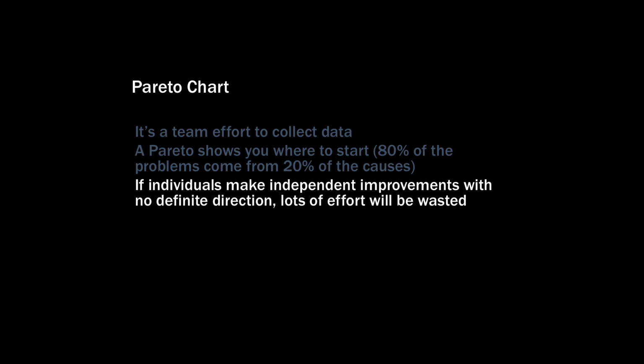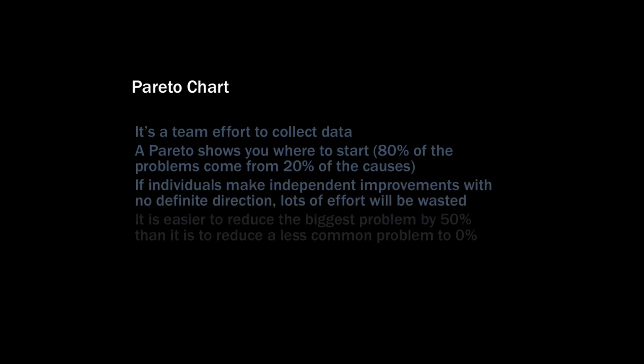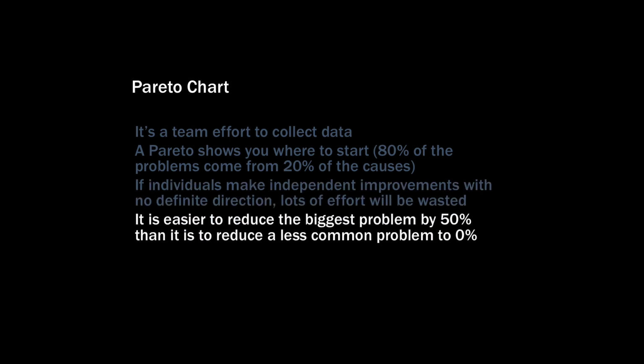Now, if you took a different approach, where individuals would be making independent improvements that weren't coordinated, and you didn't have a definite direction that was followed by all, you'd have a lot of wasted effort, a lot of wasted time. And this is an important point: it's easier to reduce the biggest problem by 50% than it is to put a lot of energy into less common problems and make those problems go to 0%. So again, the rule of not focusing on the trivial and focusing on the vital few problems is really what the Pareto chart is all about.